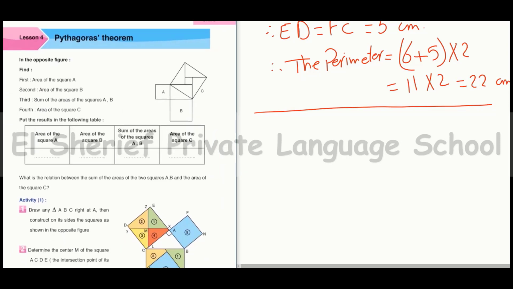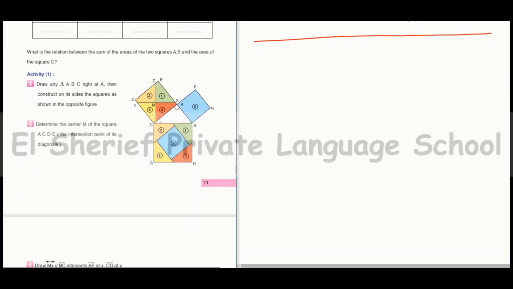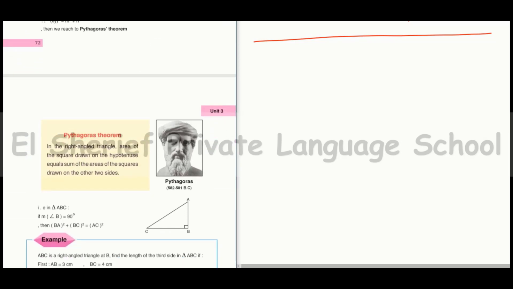The second lesson is the Pythagoras theorem in the right angle triangle. We use the Pythagoras theorem in a right angled triangle. If ABC is a right angled triangle at B, and we draw squares on the two sides of the right angle and on the hypotenuse, we find that the area of the square on the hypotenuse equals the sum of the areas of the squares on the two sides of the right angle.